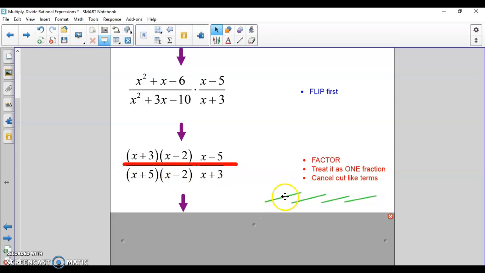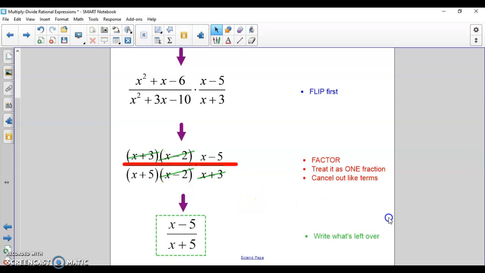Cancel out like terms. I have an x minus 2, sorry, x minus 2. I have an x plus 3 and an x plus 3. Rewrite what's left over. x minus 5, x plus 5. Nothing can cancel. Do not cancel anything out in this scenario here. It looks very similar. Do not cancel.